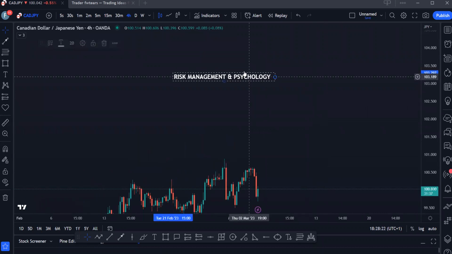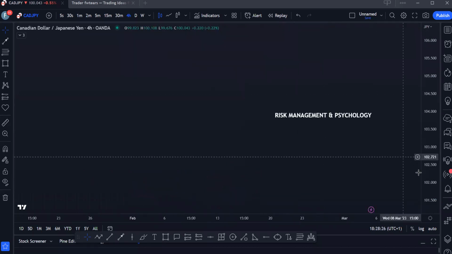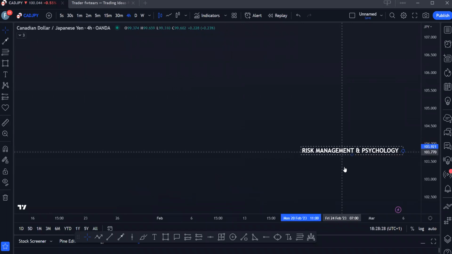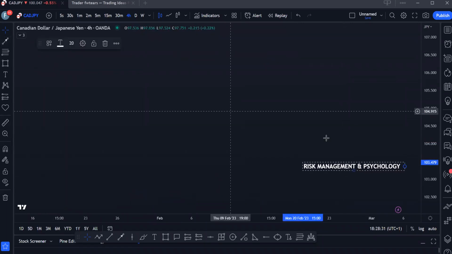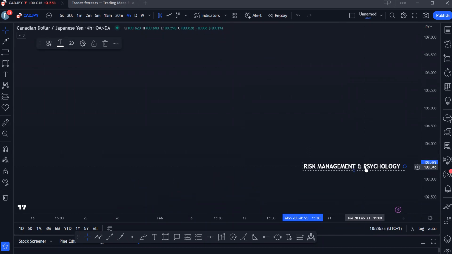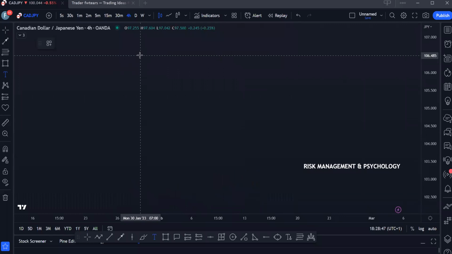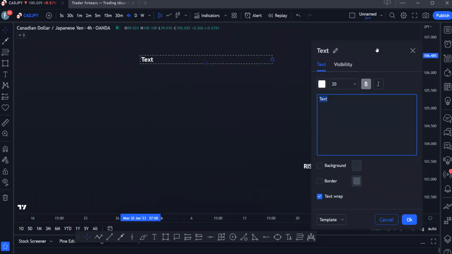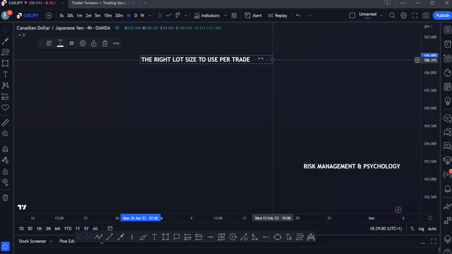All right, good. So let's talk about risk management real quick. The first thing that I'll talk about is knowing the right lot size to use on every trade. So we'll talk about two major aspects of risk management. The first aspect is knowing the right lot size to use on every trade, or determining the right lot size. Let's just break down how to know the right lot size to use on every trade. So now check it out.